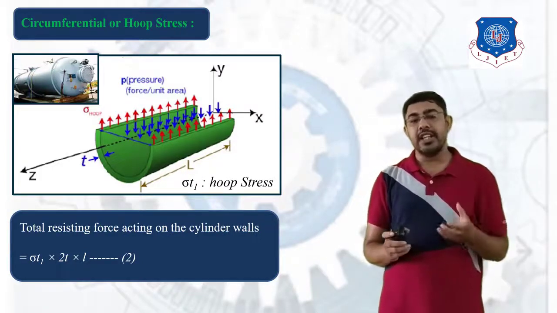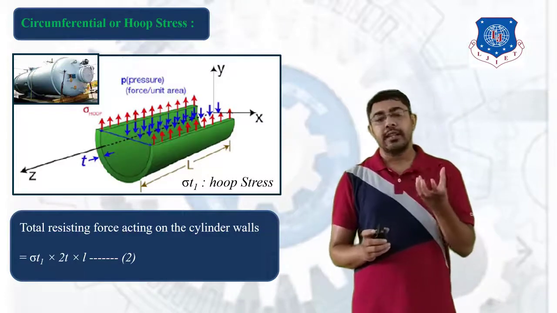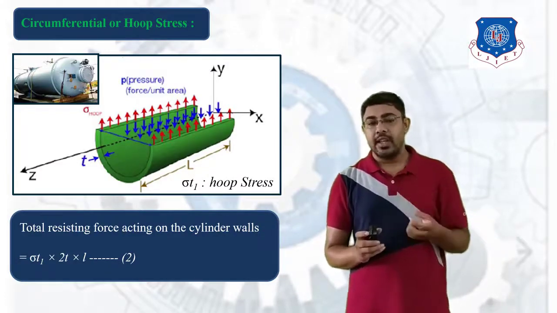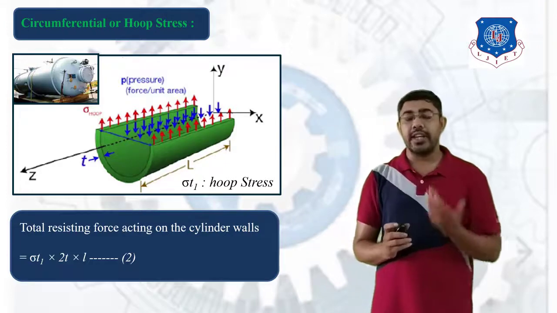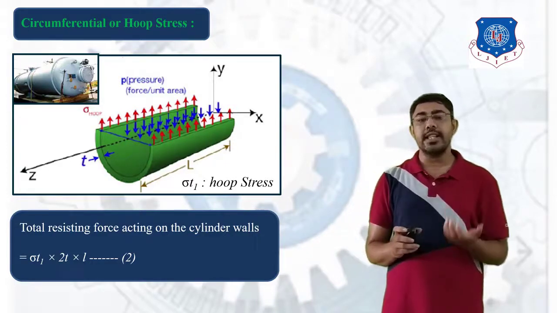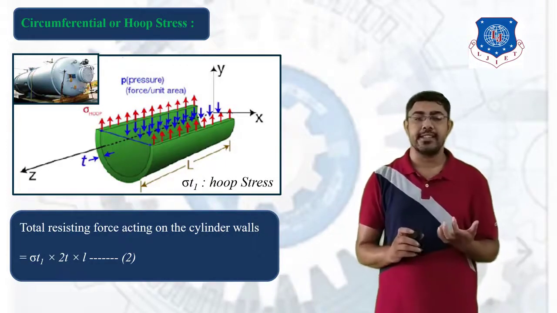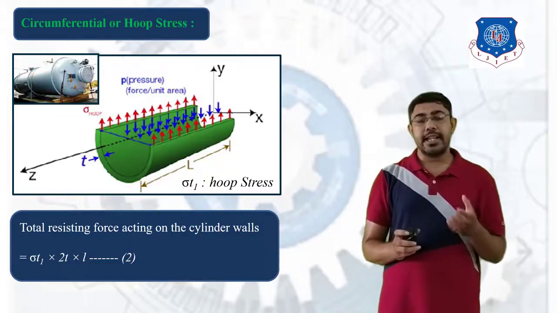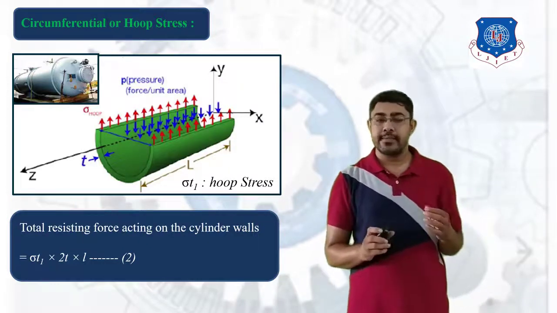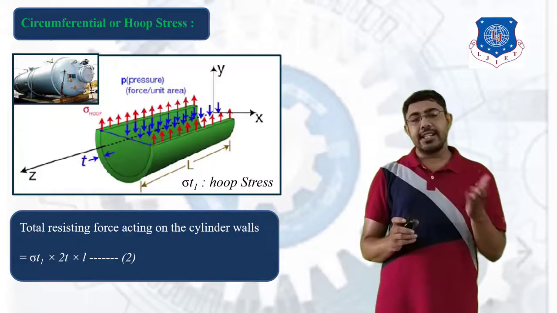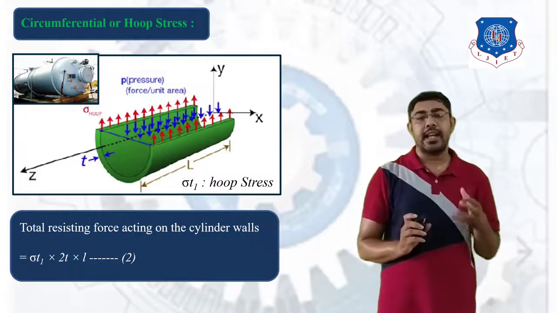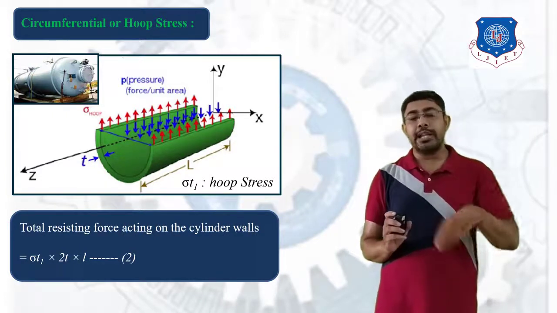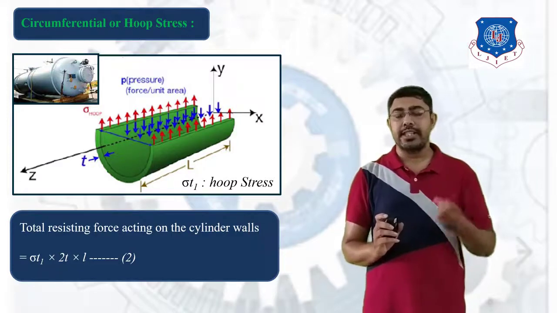And if you see the resisting force, that is shown by the red arrows, which is in upward direction, or you can say in positive y direction. So here sigma T1 is the hoop stress. If you consider sigma T1 as the hoop stress, you have to multiply it by the resisting area.